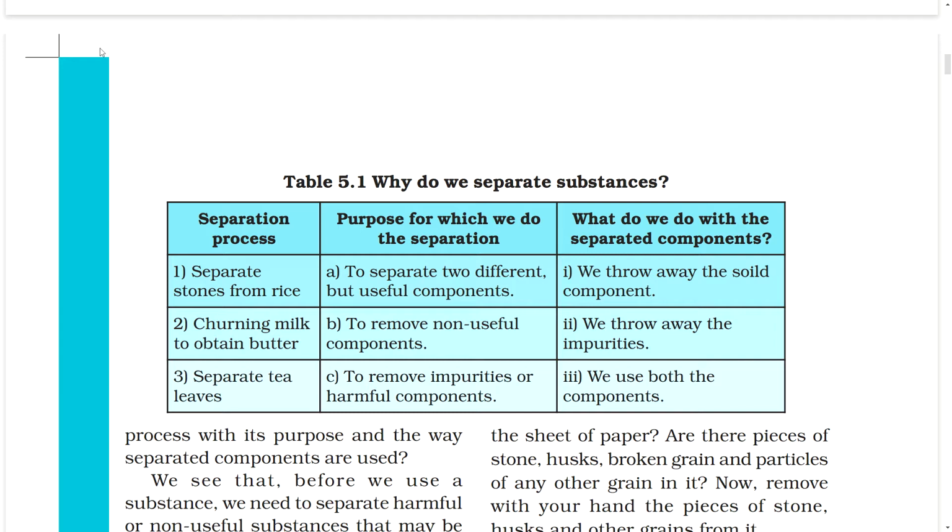1. Separate stones from rice. A. To separate two different but useful components. 1. We throw away the solid component. 2. Churning milk to obtain butter. B. To remove non-useful components. 2. We throw away the impurities. 3. Separate tea leaves. C. To remove impurities or harmful components. 3. We use both the components.